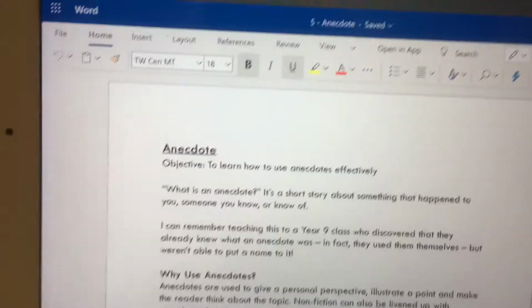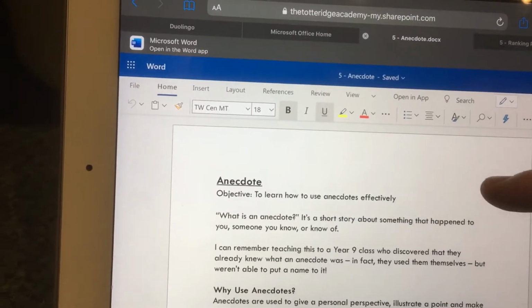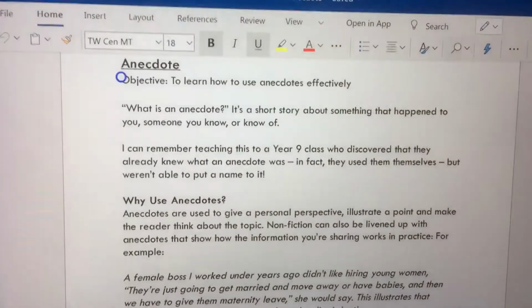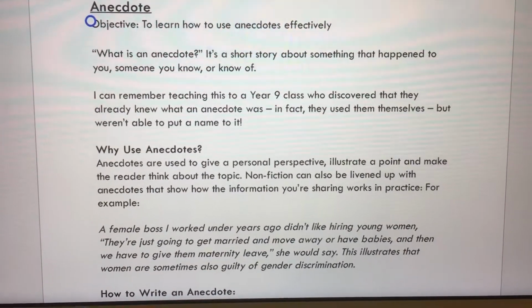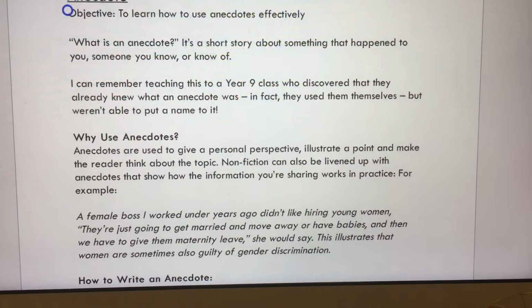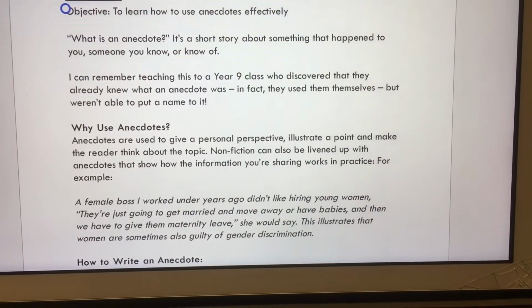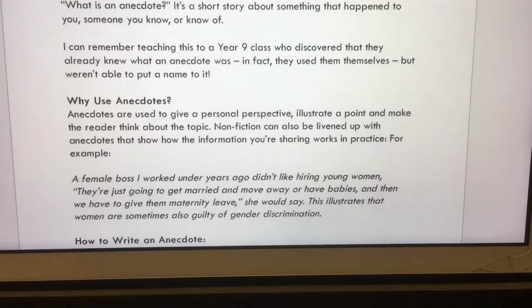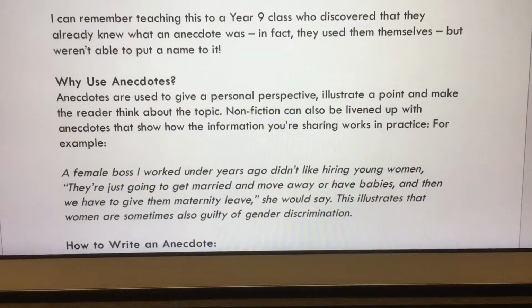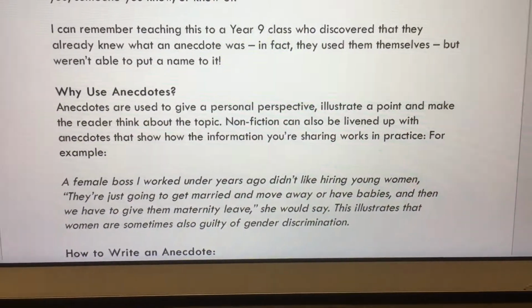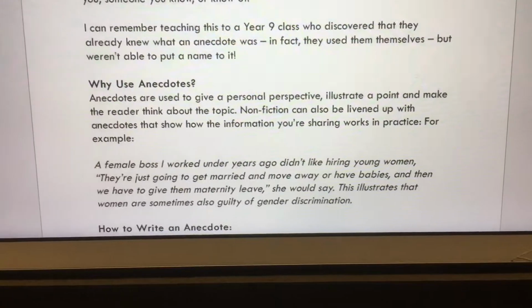Now, an anecdote is a story that you tell, usually a real life story, and it's there to support your argument. It's a short story about something that happens to someone you know or know of. So, what do they do? They give a personal perspective, they illustrate a point, and they make the reader think about the topic. So, here's an example.